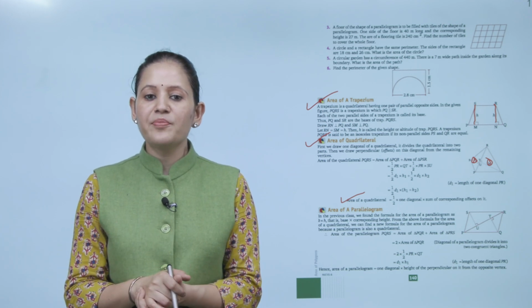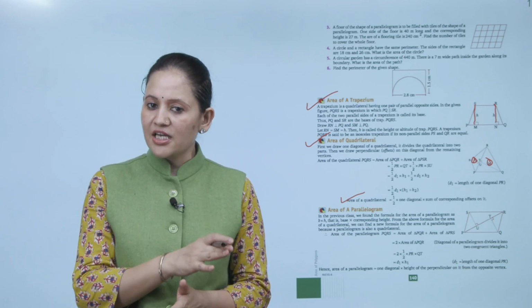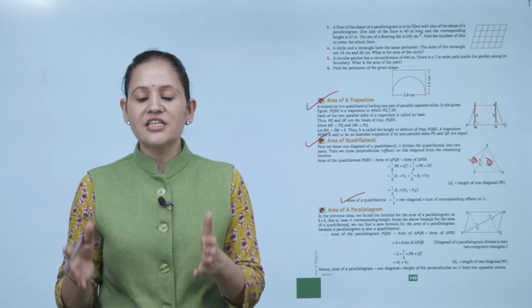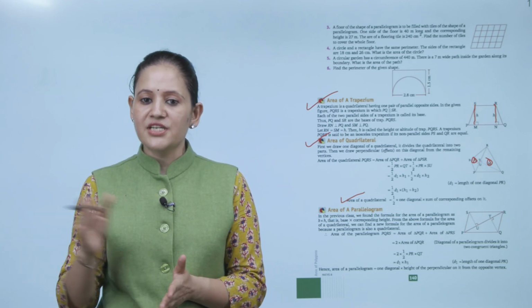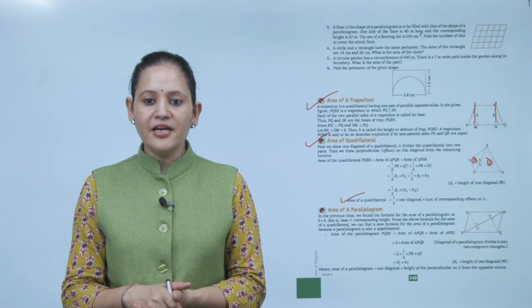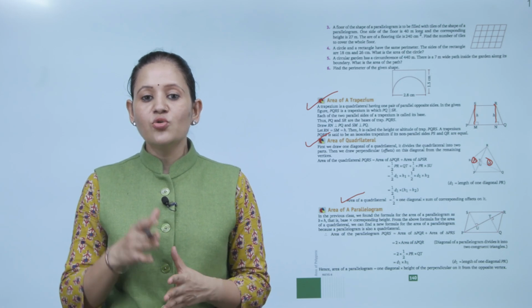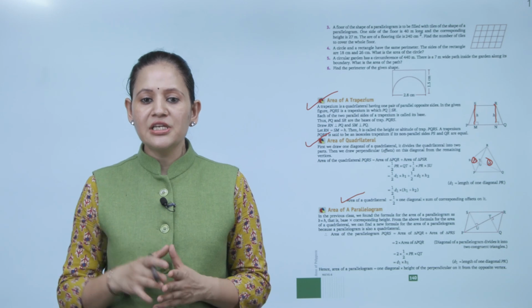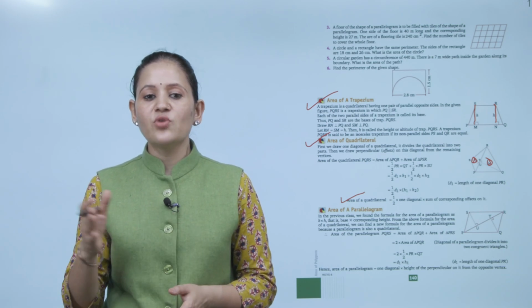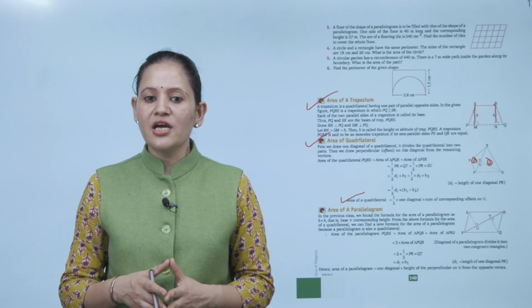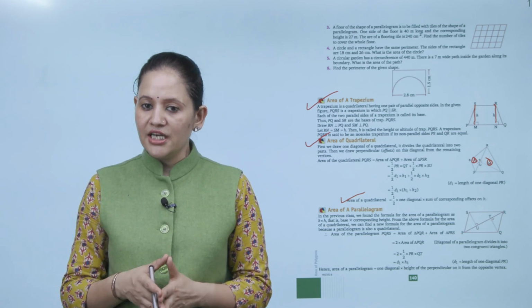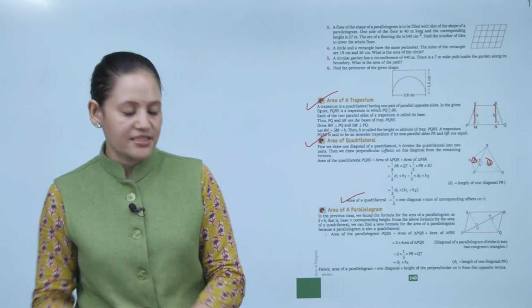So area of parallelogram PQRS will be area of triangle PQR plus area of triangle PRS. So that is equal to 2 multiplied by area of triangle PQR. Clear? Next, 2 into 1/2 base into height, so PR into QT, that is equal to D1 into H1. Hence the area of parallelogram is one diagonal multiplied by the height of the perpendicular on it from the opposite vertex.